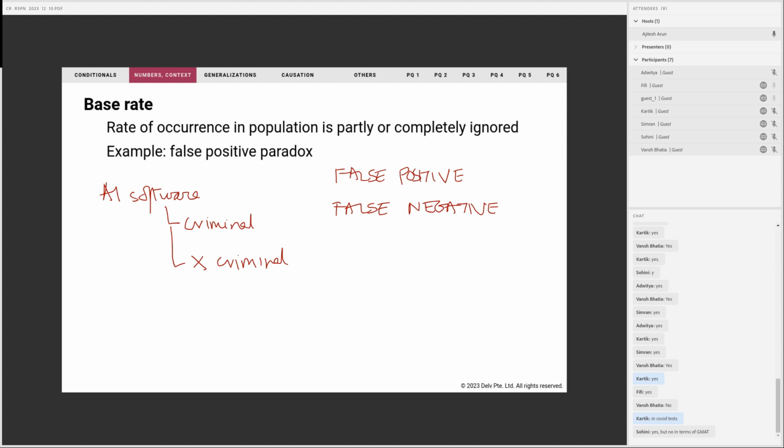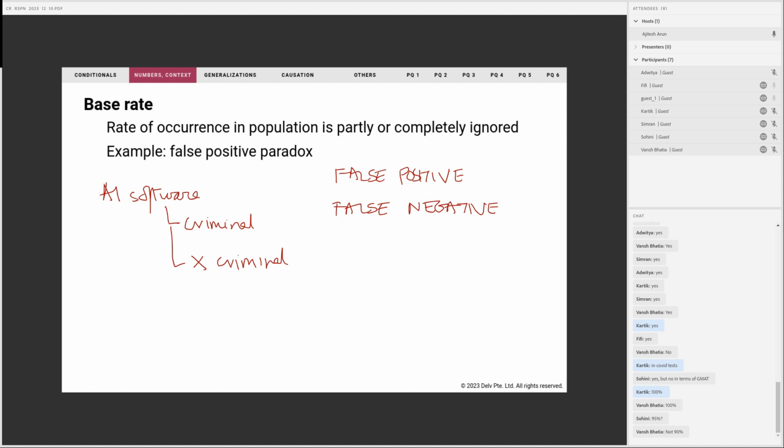Now, my question to you is, how accurate would you want this sort of AI software to be? Think about a percentage and let me know. What would you think is a good percentage? Okay, Karthik is saying 100%, Vansh is saying 100%. But what if your software can't be 100% accurate? Would you be willing to accept maybe 90%? Shohini is going for 95. Vansh is saying he will not accept 90%. Fair enough. I think you guys have an idea about the underlying problem over here.